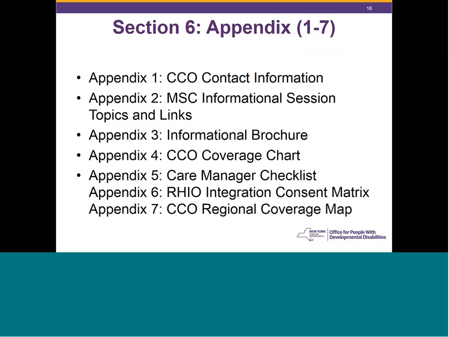Okay, so just to review the appendices within the resource guide, the first one is the CCO contact information that we just discussed. The second appendix is all of the informational sessions that are available on multiple topics and the link to take you directly to those sessions. The sessions are recorded through YouTube, and the PowerPoint presentations are also available through a link with those sessions. The third appendix is the informational brochure that should be reviewed with individuals and families. The fourth appendix is the CCO coverage chart to be able to determine what CCOs are available within somebody's county and region. And Appendix 5 is the care manager checklist. Appendix 6 is the RHIO integration consent matrix, so to determine which RHIO you would put on the consent form. And Appendix 7 is the CCO regional coverage map.